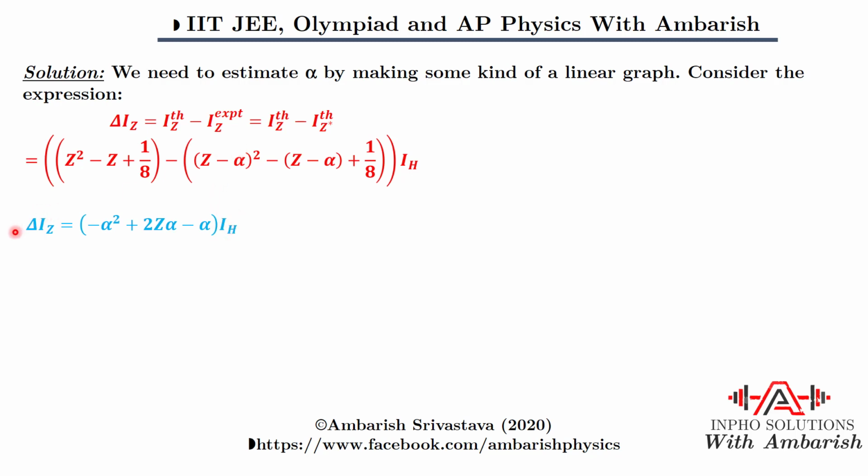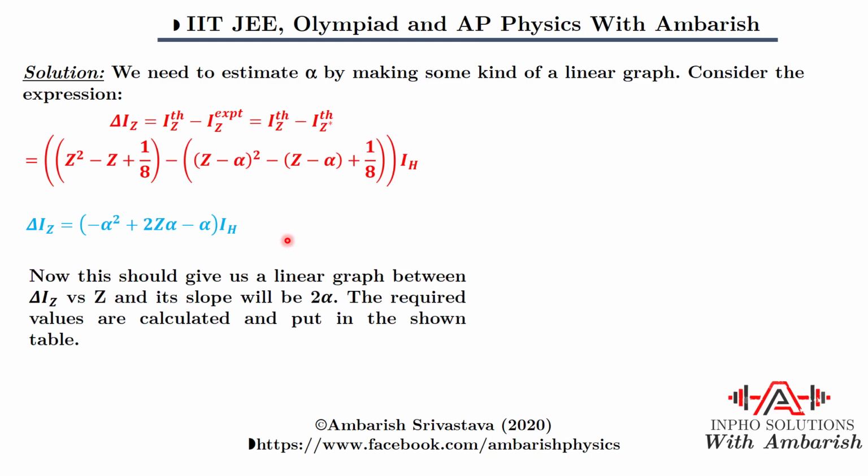So if I plot the graph of delta IZ versus Z, it's going to be a straight line graph. You can see readily from here, and the slope of that graph is going to be 2 alpha. Y is equal to mx plus c, you can see something like that. So slope of that graph is going to be 2 alpha. Okay, and what is this graph going to be? This graph is going to be plotted in theoretical values minus the experimental values versus Z. That's the graph we are going to plot.